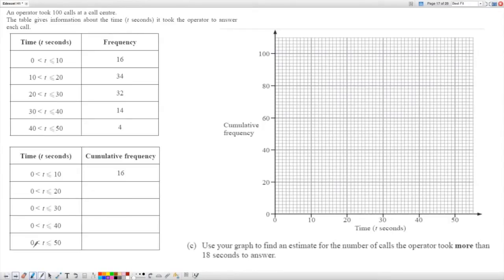This question is about cumulative frequency. We have an operator who takes 100 calls. First off, we need to do the cumulative frequency. The first value is 16. We then must add 34. 16 plus 34 is 50. Then we add 32. Plus 50 gives us 82. Then add our next value, 14 plus 82, 96. And our last value here of 4 gives us our total of 100.